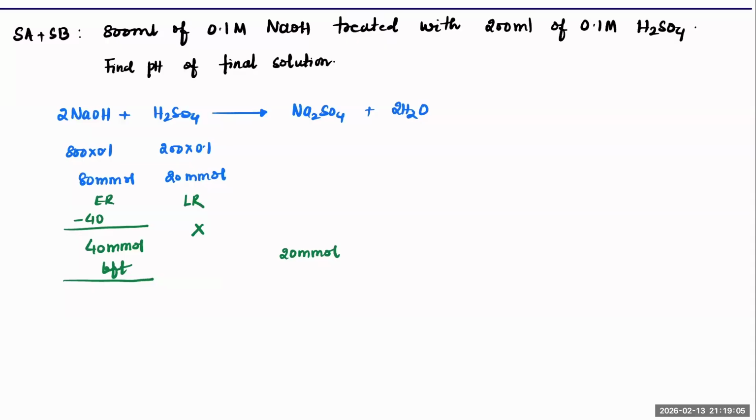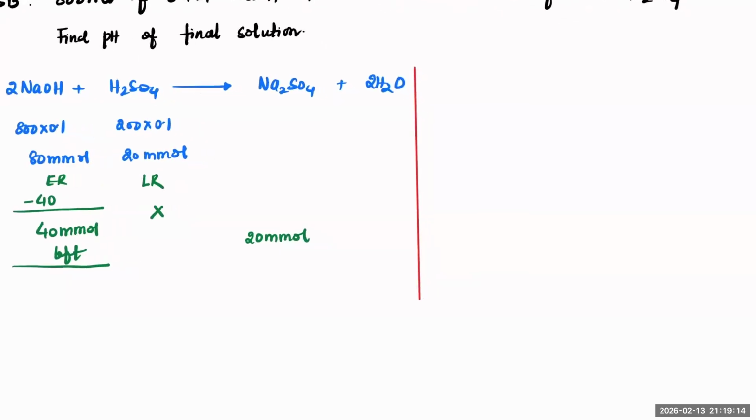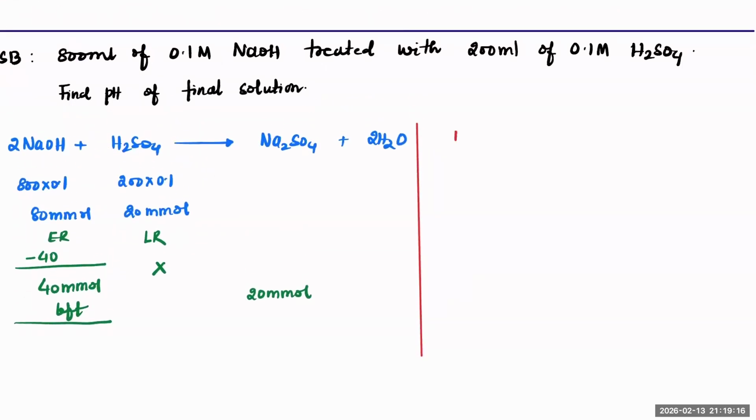We are not worried about that. So basically, you need to check which one is the limiting and which is the excess amount. And based on that, you should know how to calculate the pH. So check out. We know that now NaOH is going to be left over in the solution along with salt and water. Being a strong base, it will ionize completely, which means all of this 40 millimoles will be consumed into 40 millimoles of Na plus and 40 millimoles of OH minus.